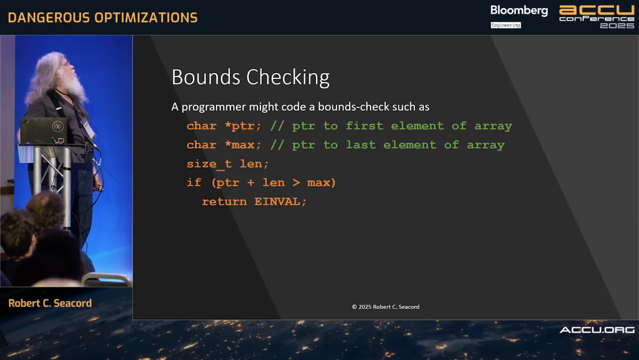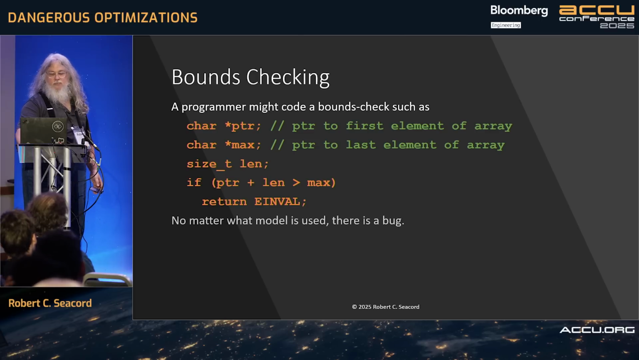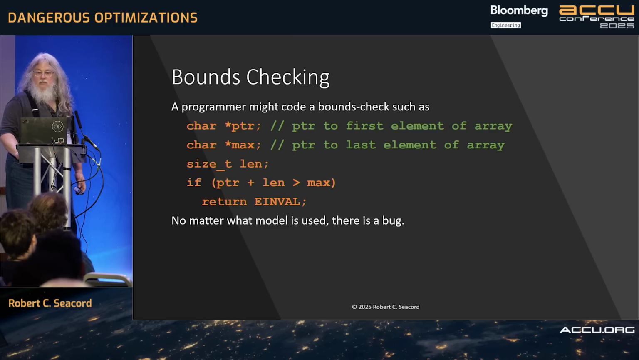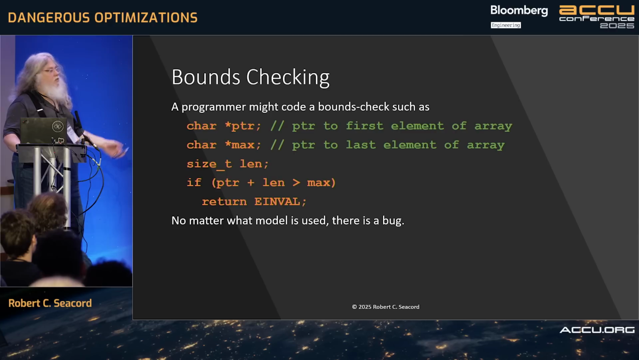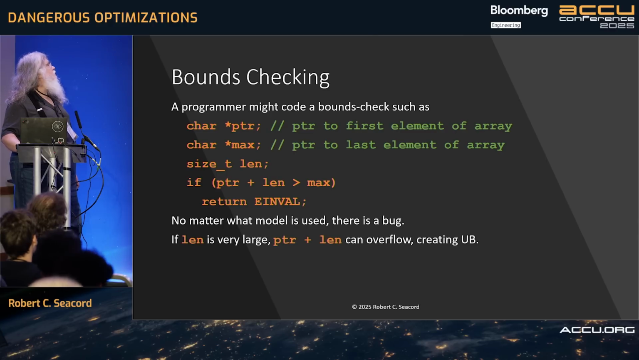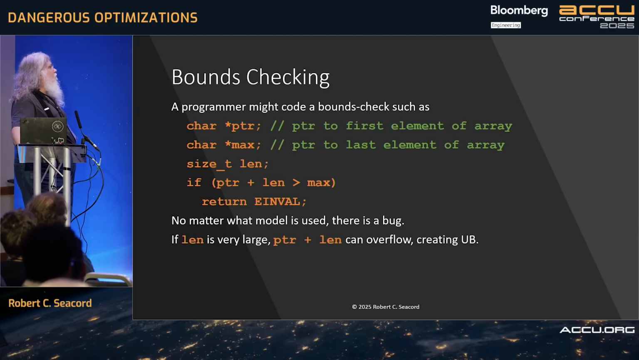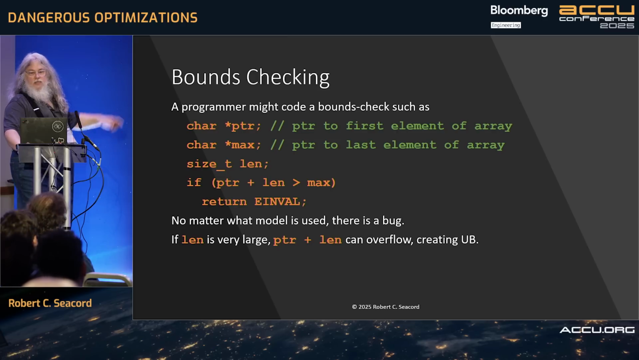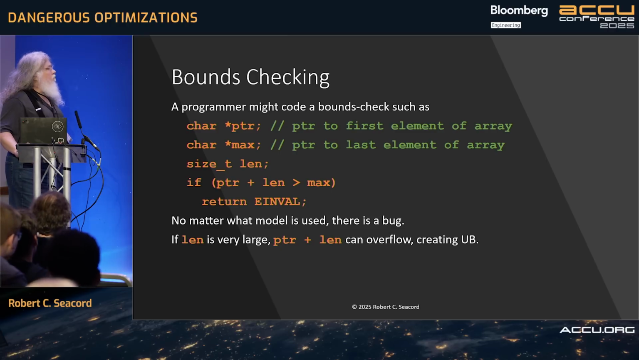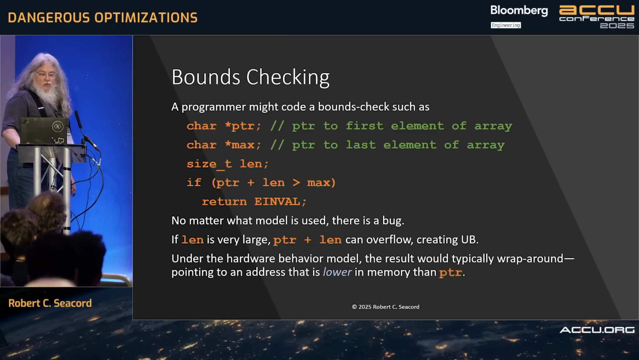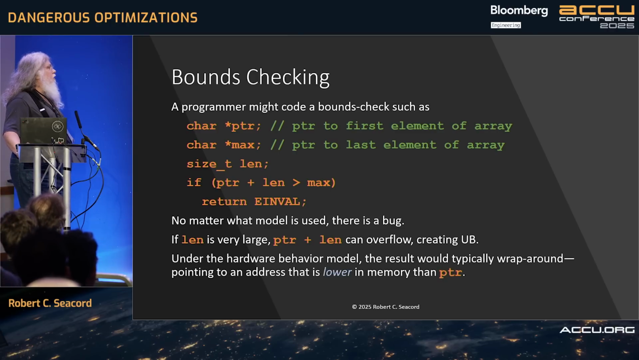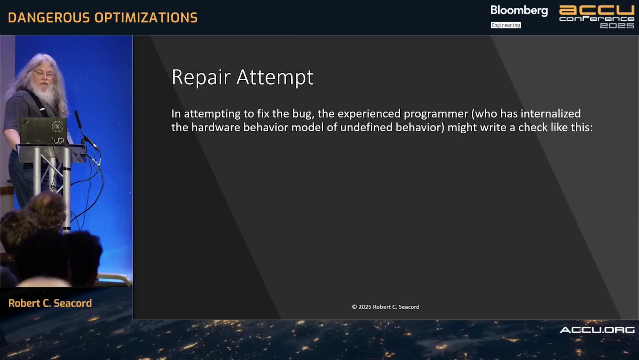So we're going to do this. We have this test that says if pointer plus len is greater than max, we're going to treat that as an error because we're clearly outside the bounds of the object. But no matter what model you take, a hardware behavior model, a total license model, there's a bug in this code, which is that for a very large value of len, pointer plus len can overflow. And that's the type of overflow I talked about a few slides ago, not arithmetic overflow, creating UB. So under the hardware behavior model, the result would typically wrap around and point to an address that's lower in memory than pointer.